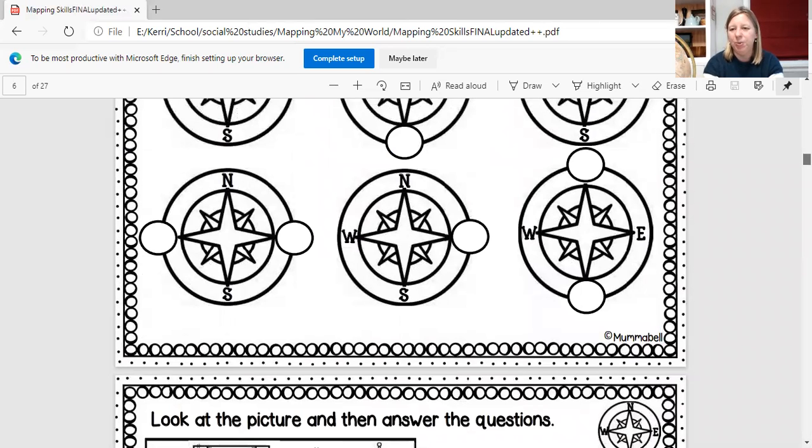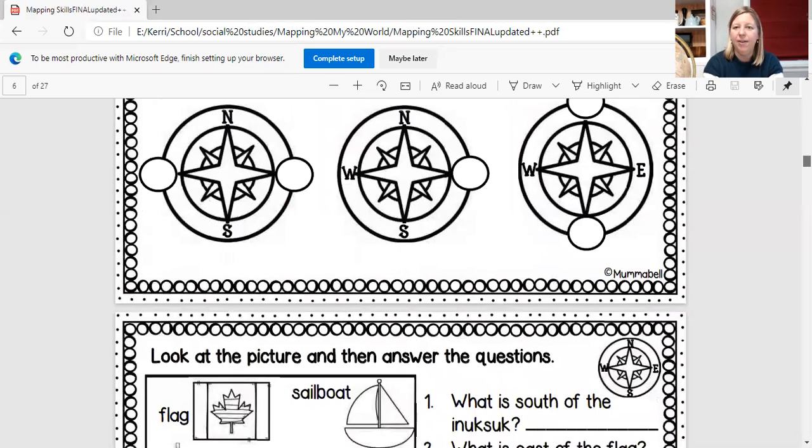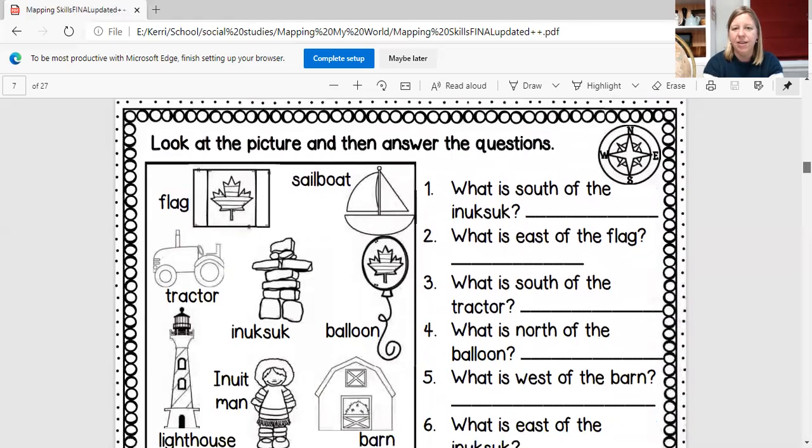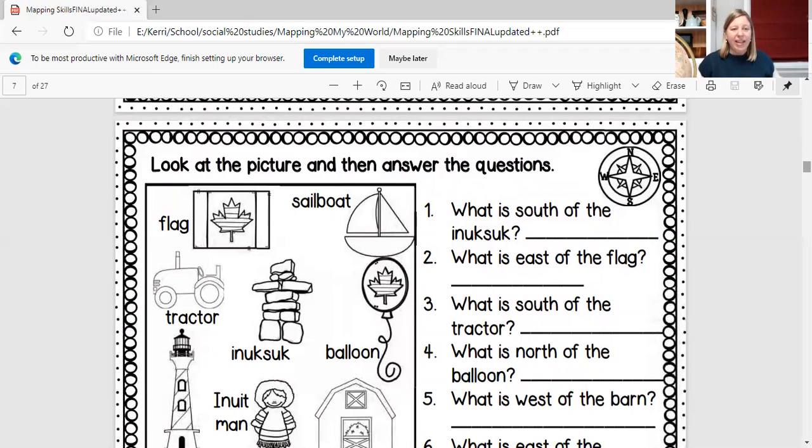It will help you to remember where each of the cardinal directions belongs. And then you are ready for your next page. Your next activity for today for practicing is on the page 5. It says, look at the picture and then answer the questions. So you're going to look at the picture that's on the left, and you're going to answer the questions.